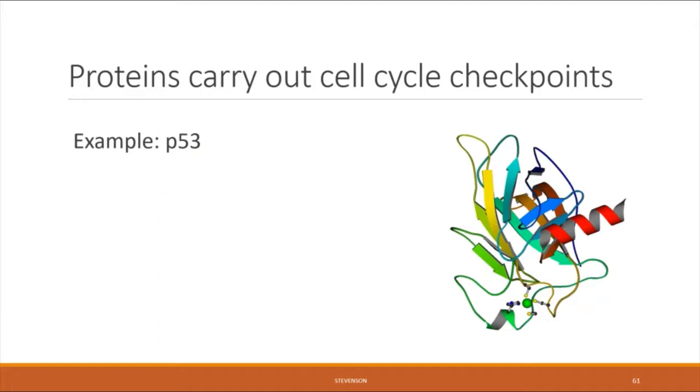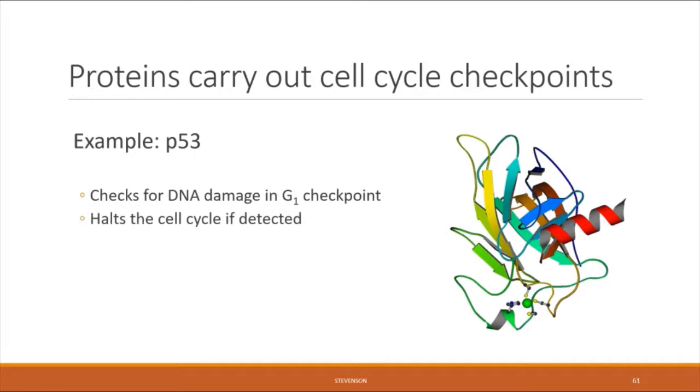Now, there are certain proteins that are involved in carrying out these checkpoints throughout the cell cycle. An example of one such protein that is very well understood in humans is called P53. P53 is involved specifically in the G1 checkpoint, and it is involved in checking for DNA damage. The P53 protein is responsible for halting the cell cycle if catastrophic damage is detected, and then it will recruit other proteins to try to fix that damage.